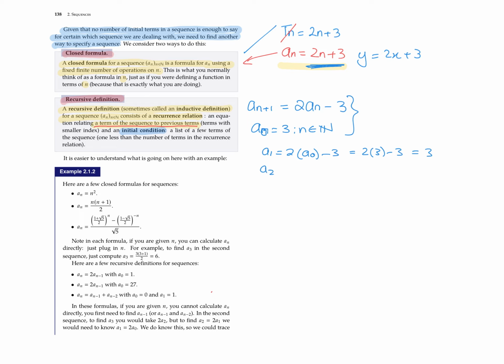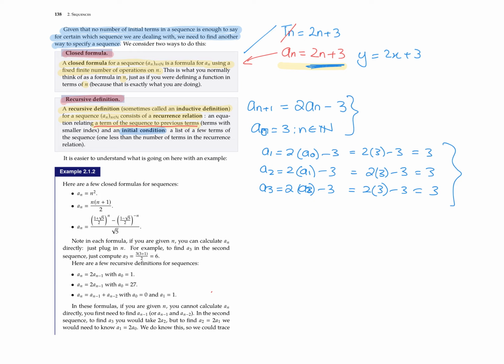The next term, A2, will be twice the previous term minus 3. So that will be twice A1 minus 3, and A1 was 3. So again, we have 3. Okay, let's just check ourselves. Yeah, that's correct. The next term in the sequence will be twice the previous term, which was A2, minus 3. So twice 3 minus 3 brings me back to 3. So that's what the sequence more or less looks like.